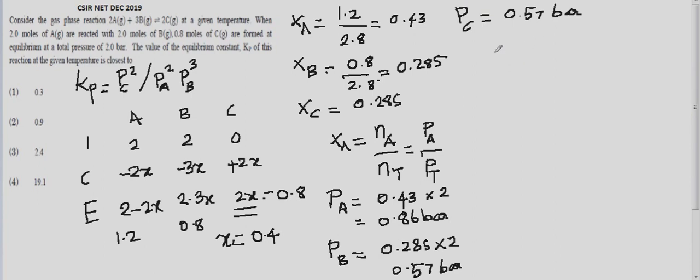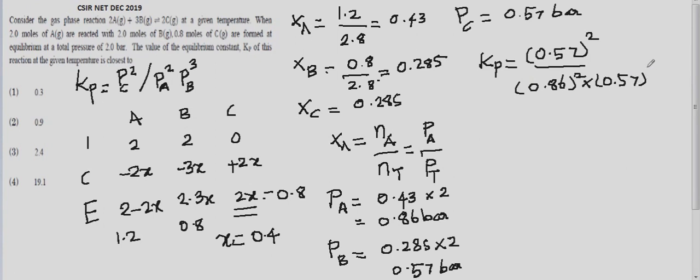We are going to put it into the formula of Kp. So therefore Kp is equal to 0.57 squared divided by 0.86 squared into 0.57 cubed. So the value of Kp is obtained to be 2.38.